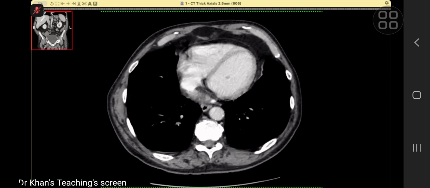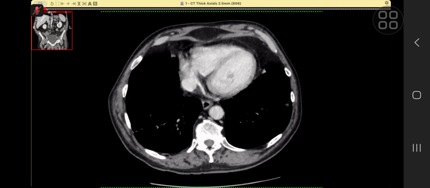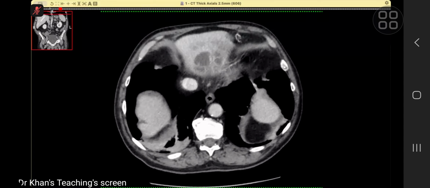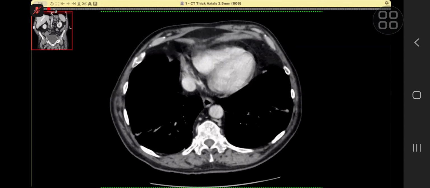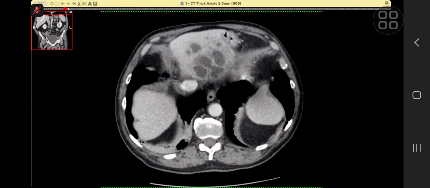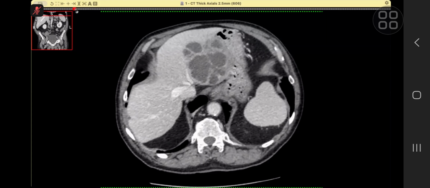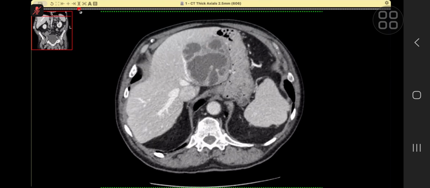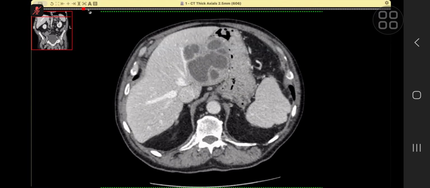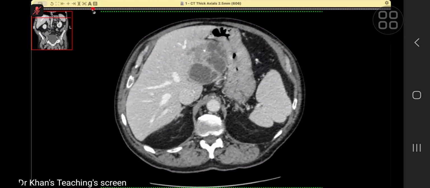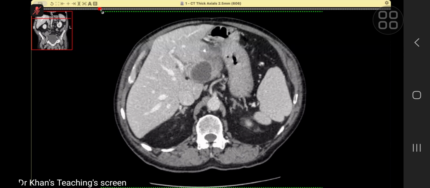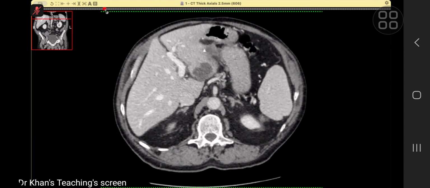I am provided with CT axial images of an abdomen, post-contrast images. I am scrolling through top to bottom. The patient is present with a complaint of abdominal pain and fever. Here I can see there is a large multiloculated lesion noted in the left lobe of the liver. I'm scrolling further.